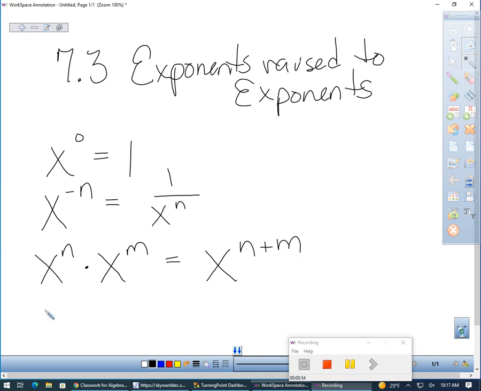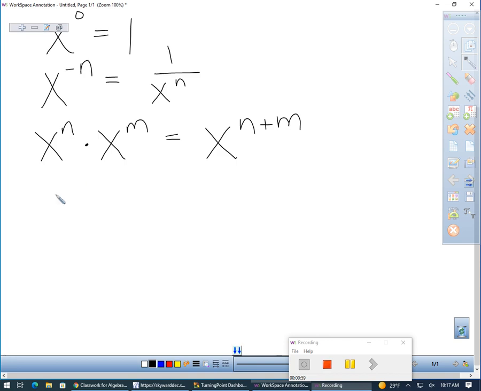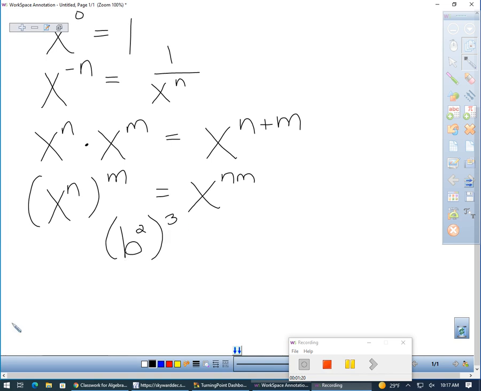Okay, our new rule is if I have x to the n raised to the m, we're going to multiply our exponents, which is x to the nm. So what I mean by that is, for example, if I have b squared raised to the third, what that really means is that I have b squared times b squared times b squared.